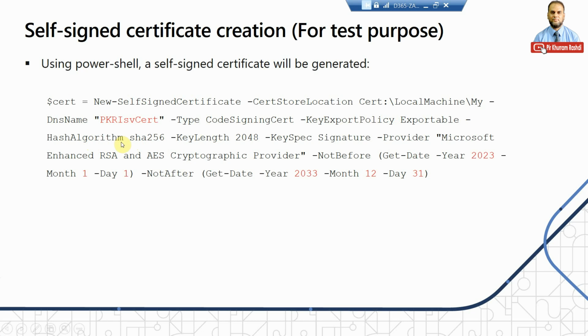Okay, then the hash algorithm is also defined, key length 2048, key spec signature, and the provider is Microsoft Enhanced RSA and AES Cryptographic Provider. And then we have the creation date and the expiration date. NotBefore is where you need to fill in the creation date, which is 1st of January 2023, and NotAfter means the expiry date, which is 31st December 2033. So for 10 years this certificate will be valid. So let's execute this command.